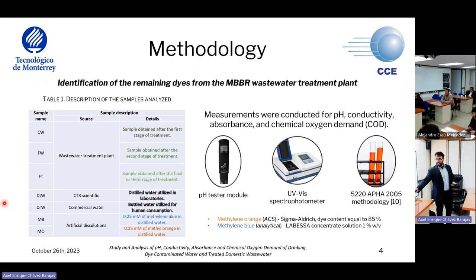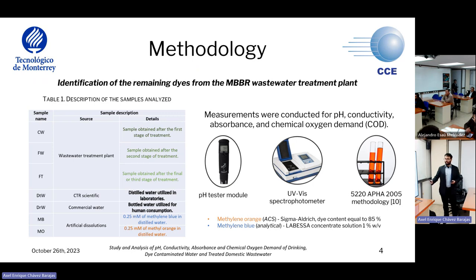Now, 2 other samples, marked in black, were obtained from a type of water sample used in laboratories, and the other one was obtained from a bottled water used for human consumption. The last 2 were obtained in combination with dye chemicals, as you can see, methylene blue and methyl orange. Now, the main idea of this work is to compare key physicochemical characteristics like pH, conductivity, absorbance, and chemical oxygen demand.